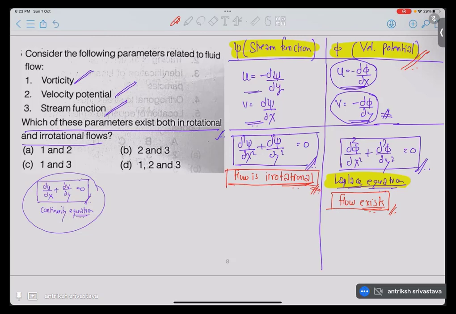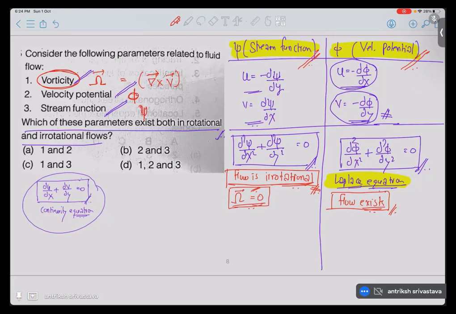There is no vorticity in the irrotational flow. So let me write here also the symbol. This is vorticity, which is equal to the cross product of del and the velocity vector. This is the velocity potential phi, and this is the stream function psi. So when the stream function follows the Laplace equation, the flow is irrotational and vorticity is 0.